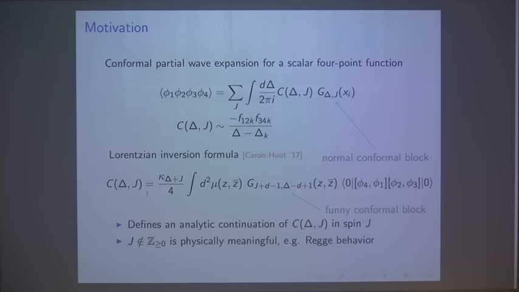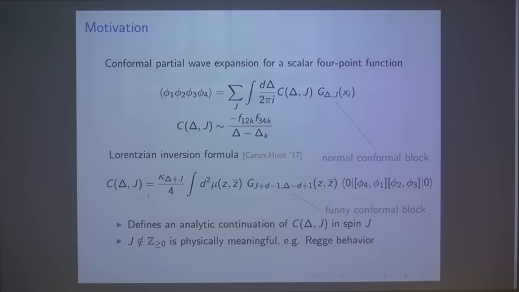And consider the conformal partial wave expansion for this 4-point function, which has the form of a sum over integer spin J, an integral over scaling dimension delta of some function c(delta, J) against the conformal block. The function c(delta, J) is a meromorphic function in delta with poles at scaling dimensions of the physical operators and residues proportional to products of operator product expansion coefficients, so that by deformation of the contour in delta, you can pick up these poles and recover the usual conformal block decomposition of the 4-point function.